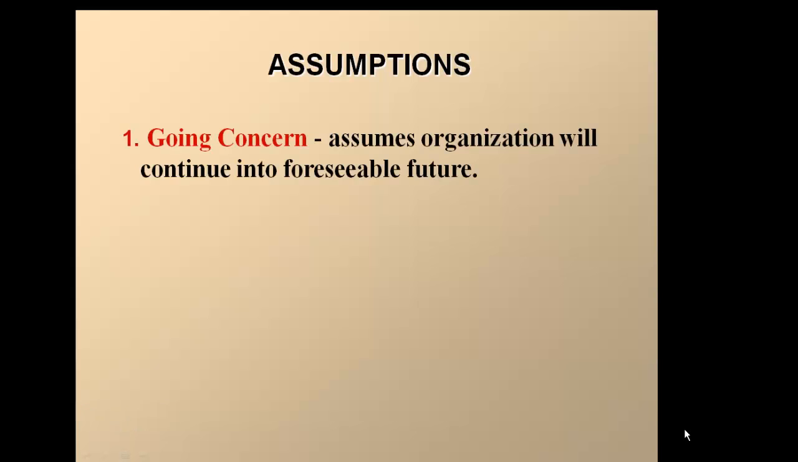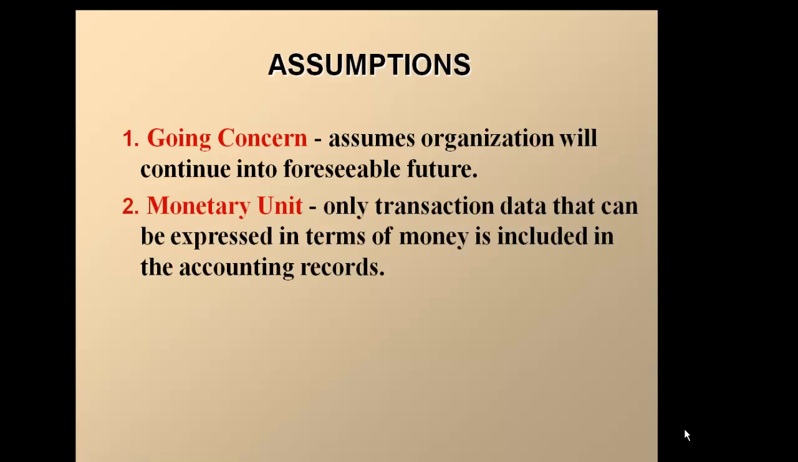GAAP has other assumptions. The going concern you remember from grade 11. As an accountant, you need to assume the organization will continue into the foreseeable future. The monetary unit: only transaction data that can be expressed in terms of money is included in the accounting records. So for example, if you hire somebody, you can't really put a monetary value to hiring someone, and so that is not an economic event until, of course, you pay that person. So sometimes things happen but are not recorded in the accounting records, and we will face a lot of those decisions as we go through this course, and we'll point them out too, when to include it and when not to include it.